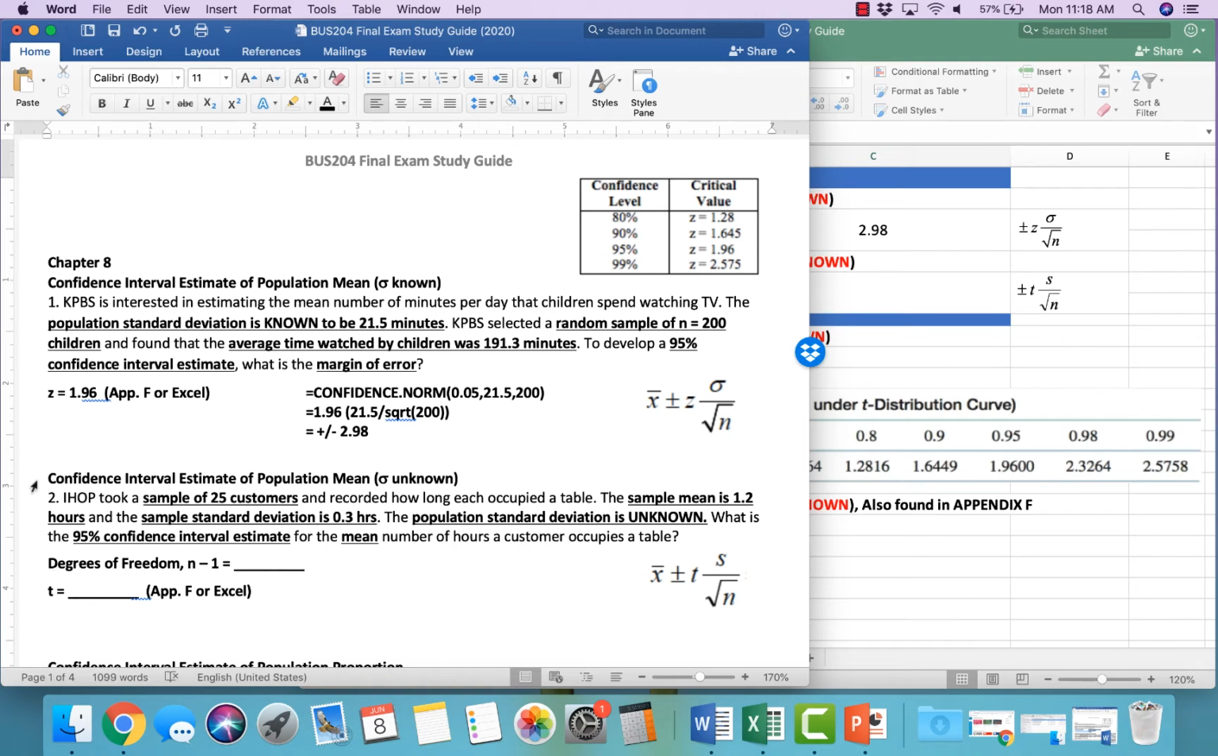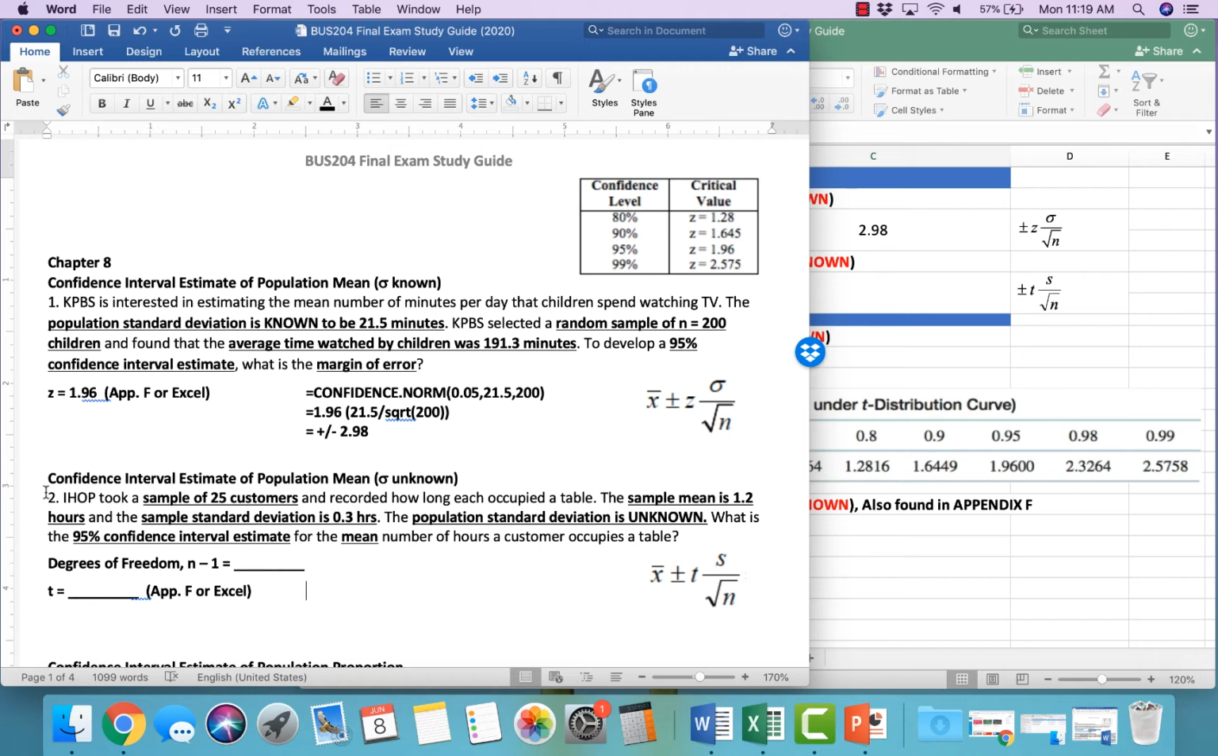Our next problem here is a confidence interval estimate of a population mean when the population standard deviation is unknown. IHOP took a sample of 25 customers and recorded how long each occupied a table. The sample mean is 1.2 hours, and the sample standard deviation is 0.3 hours. The population standard deviation is unknown.